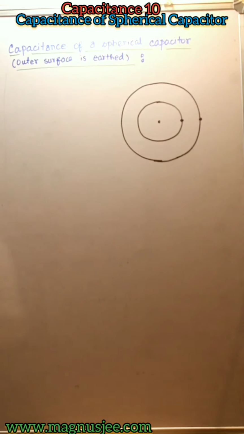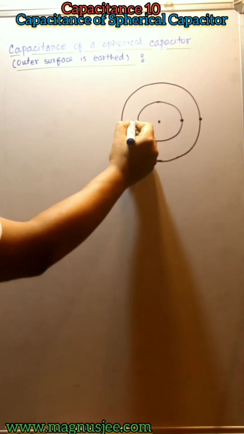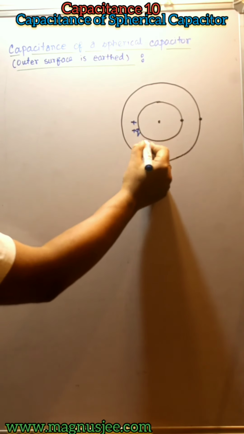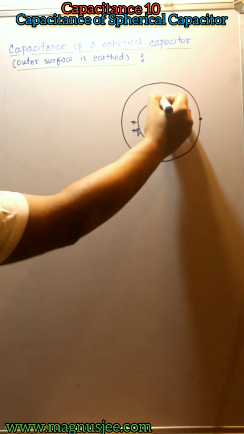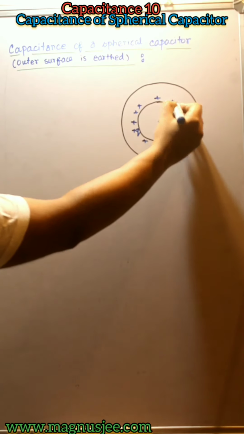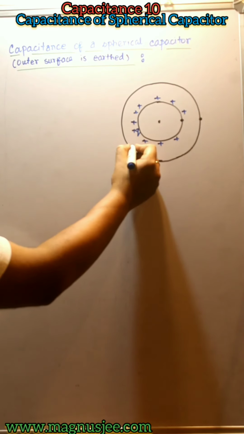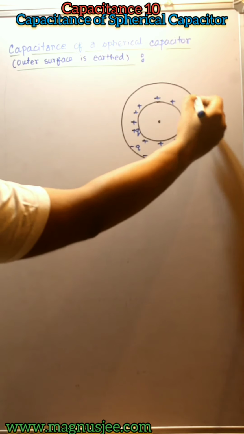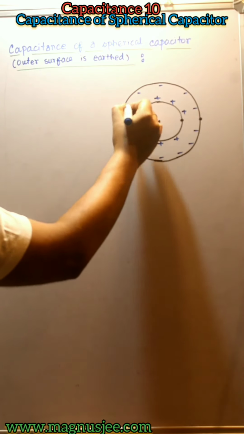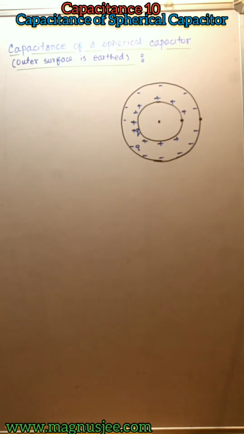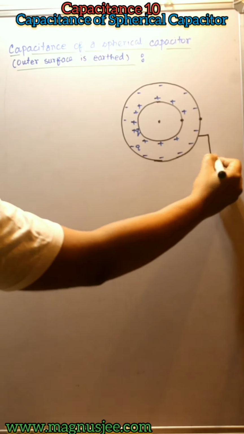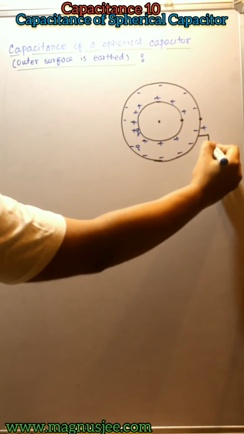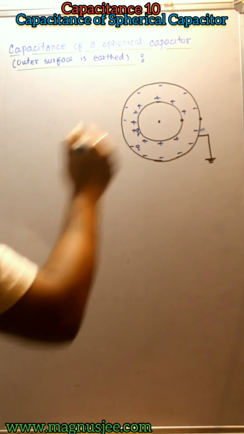Capacitance of a spherical capacitor or cell where the outer surface is earthed. Positive charge is given to the inner surface of the spherical shell A, and there will be induced negative charge on the inner surface of the outer shell B. This is the induced negative charge, and the outer surface of the shell B is connected to earth, and the induced positive charge will move to earth.